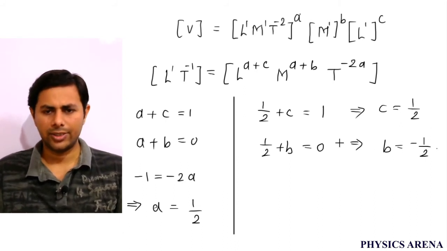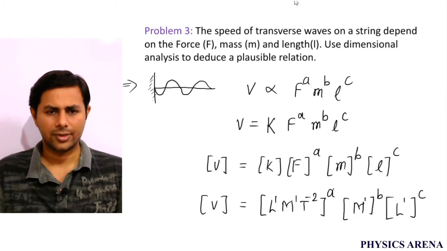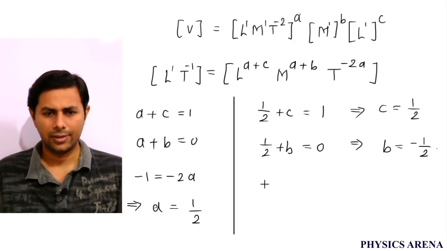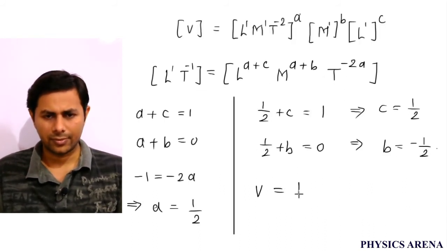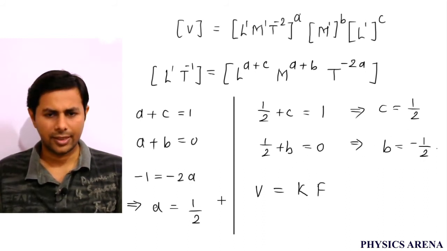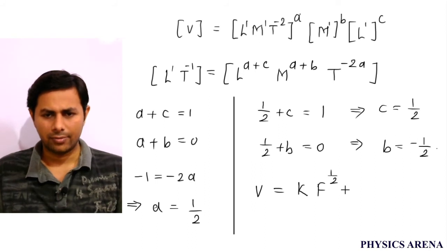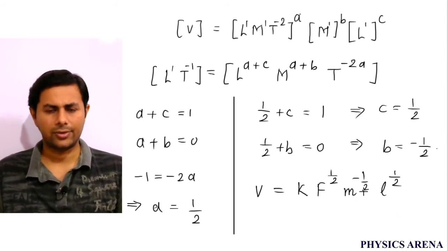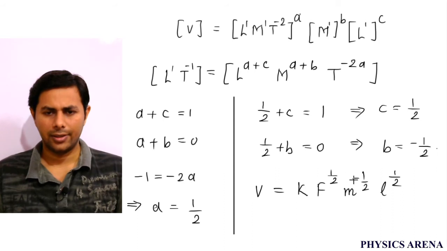Then let's substitute all that in the equation we considered. V equals K times F raised to A, M raised to B and L raised to C. So V equals K times F raised to A, and what is A? A is half, multiplied by M raised to B. So B is minus half, multiplied by L raised to C, and C is half. Okay, so this is the equation we wanted.